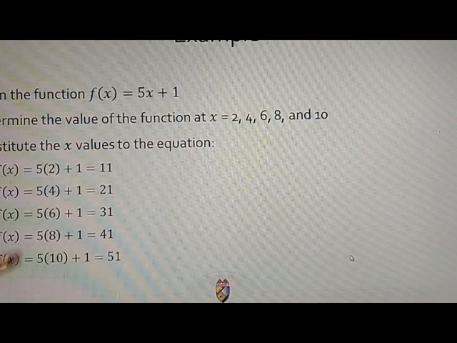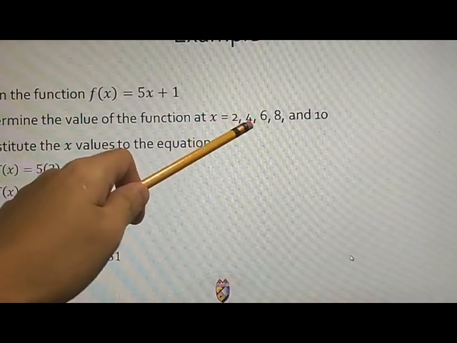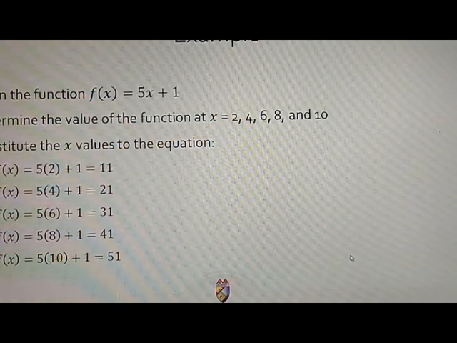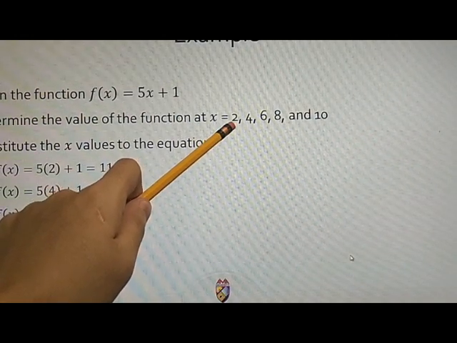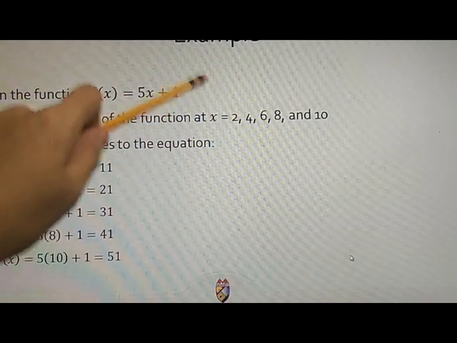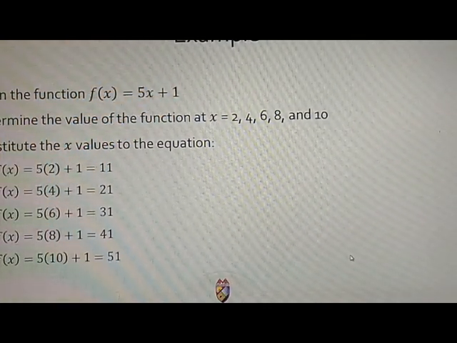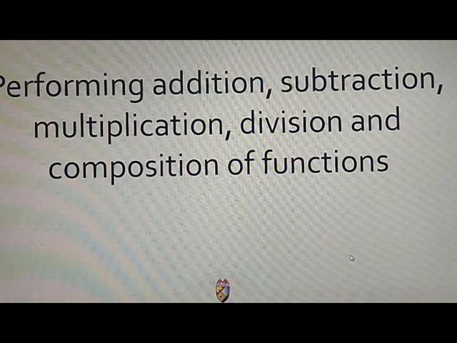So these are the inputs, and these are the outputs. For every input of 2, there is an output of 11 through the operation or the function. Simple as that. Next, performing addition, subtraction, multiplication, division, and composition of functions.